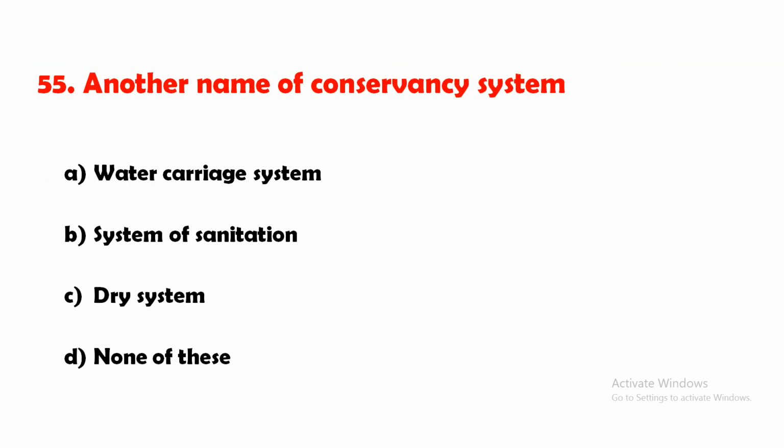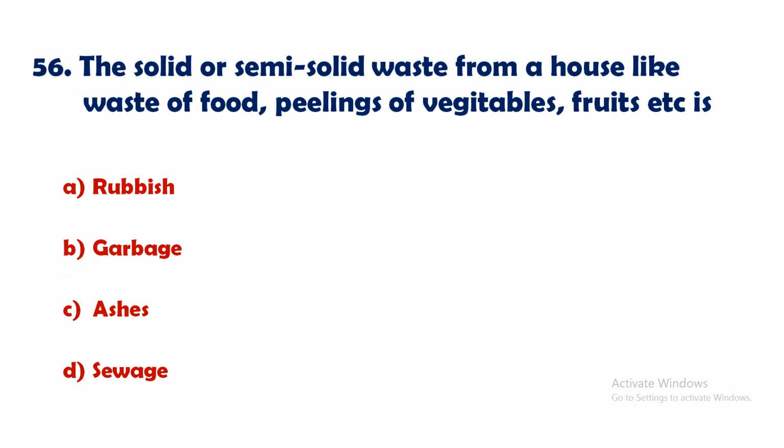Another name of conservancy system is: water carriage system, system of sanitation, dry system, none of this. The answer is, another name of conservancy system is dry system.